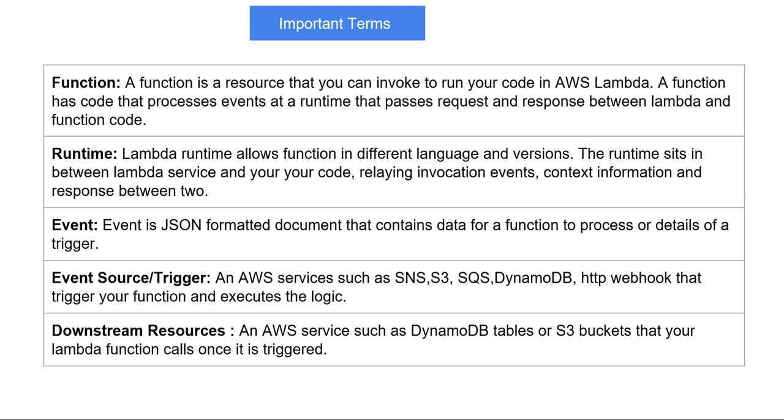So all these are the event sources. There are a variety of other AWS services that work in conjunction with AWS Lambda, and all of those can become a trigger or event source to a Lambda function.